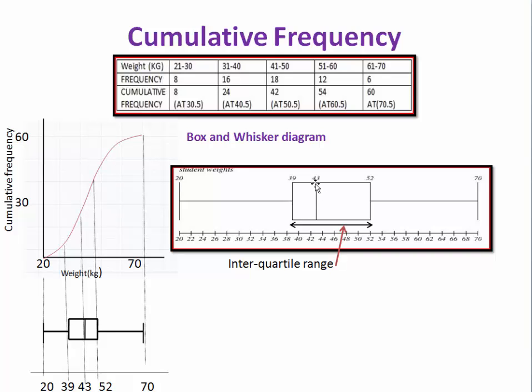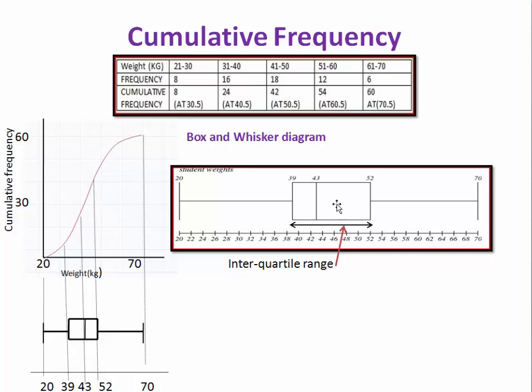This is the box. This side of the box on the lower scale is the lower quartile. This side of the box is the upper quartile, and the line in between represents the median. This is the lowest value. This is the highest value. And from here to here is the interquartile range. The interquartile range is a measure of the spread or dispersion around the median.